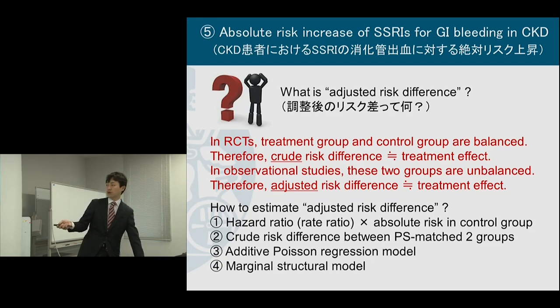And the rest were the additive Poisson regression model and the marginal structural model. This is quite statistically difficult. But after discussing with the statistician, I decided to use the additive Poisson regression model this time, because I thought it's relatively easier than the marginal structural model.